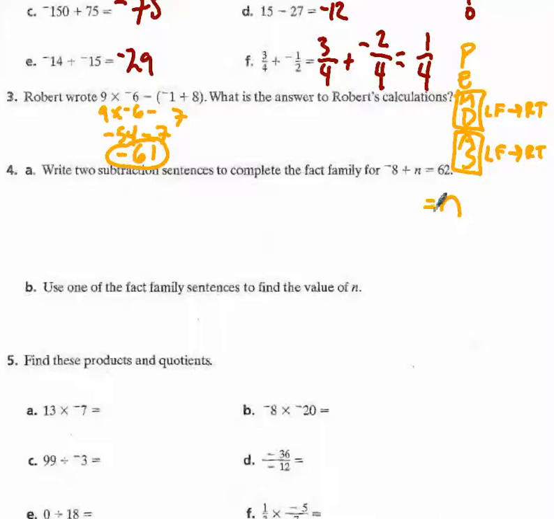So we know that -8 plus n is going to be 70, right? So we need this to be 70, right? So we're only allowed to use -8 and 62. So I could say 62 minus -8, right? Or what else could I use?